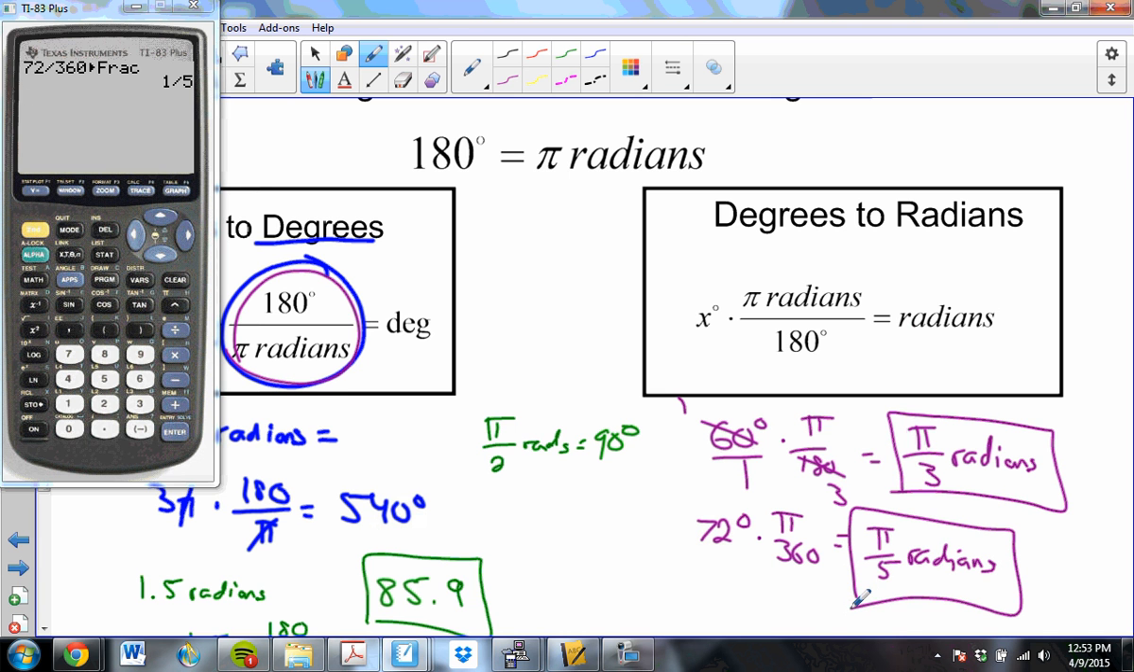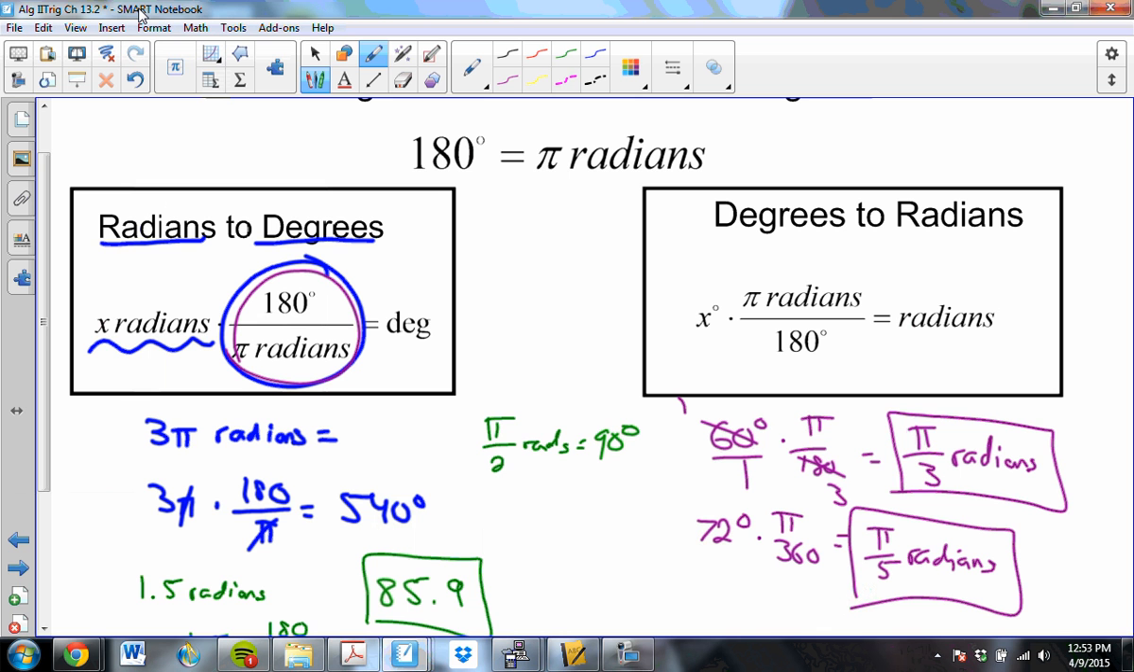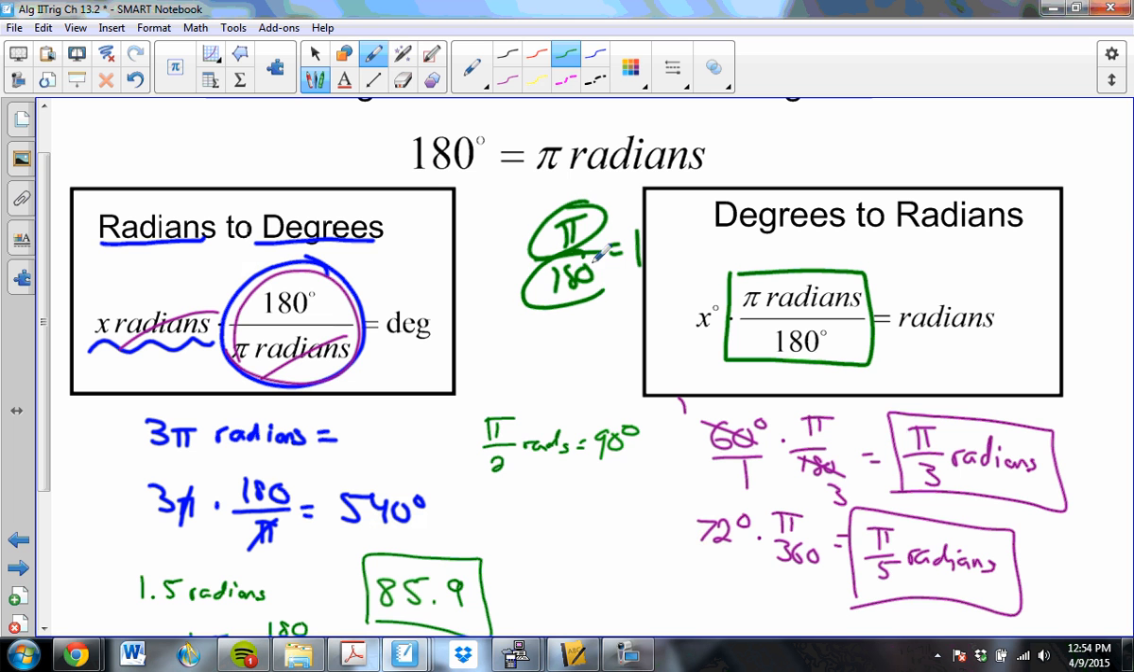You're just doing a basic chemistry conversion where you're getting units on top and canceling them with units on the bottom. But that's all this is. You're multiplying by 1, because pi radians over 180 degrees is going to equal 1, because you're dividing the same thing, half a circle, by half a circle. So it comes out to 1. So you're multiplying by 1, you're just canceling units. Degrees cancel, you end up with radians.